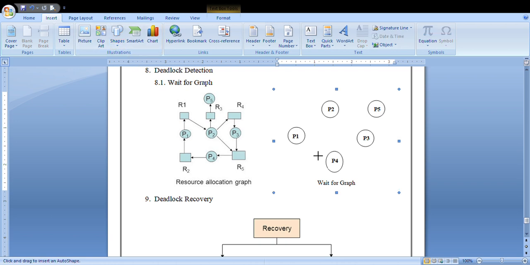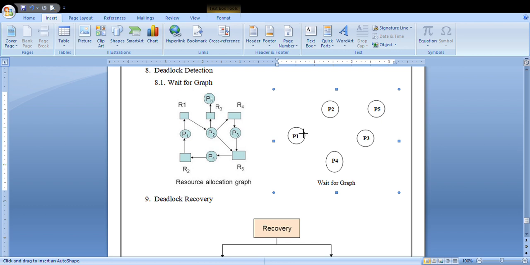Wait for graph is nothing but you need to specify from where. For example, for your easy convenience, see here, resource R2 is allocated to your process P1, but process P1 is requesting resource R1. In the same way, R1 resource is allocated to process P2, but P2 is requesting resource R4. R4 is allocated to P3, and P3 is requesting resource R5. This is how you have to specify the wait for graph.